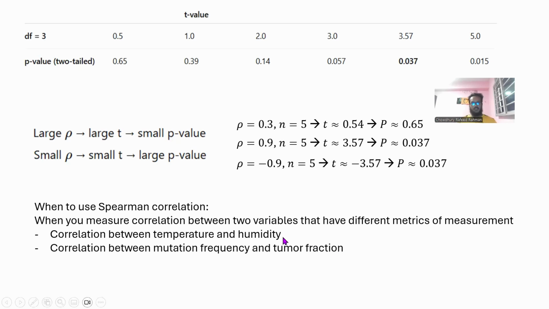One thing I didn't mention here is that you can use Spearman correlation for any pair of variable correlation analysis. They don't need to have any specific distribution, because there is another type of correlation measurement, Pearson correlation, which I will talk about later on in this video series. But Pearson correlation can only be used for certain types of distribution, whereas Spearman doesn't have any such limit. You can use it with any metrics you want, any distribution you want. That's the beauty of Spearman correlation, basically.